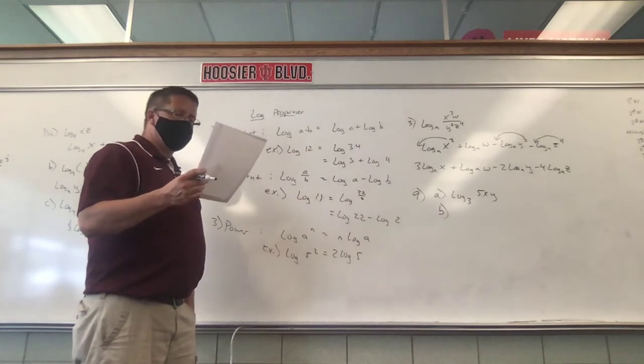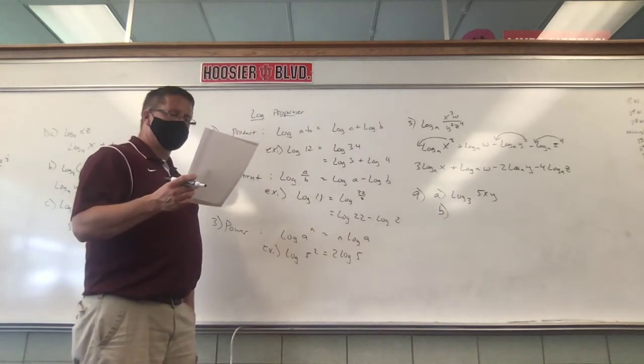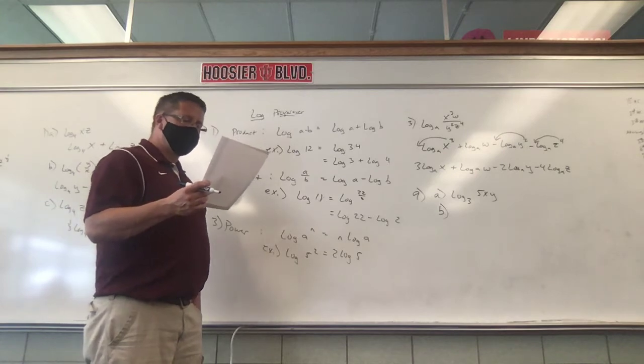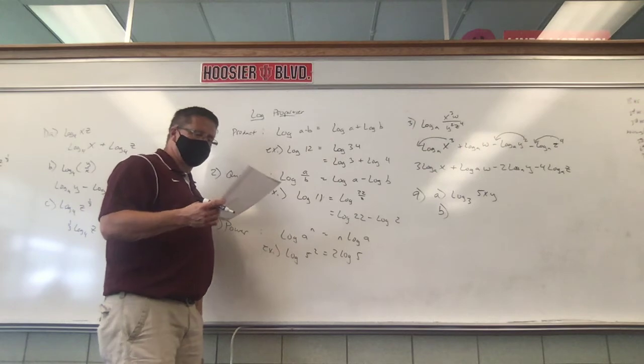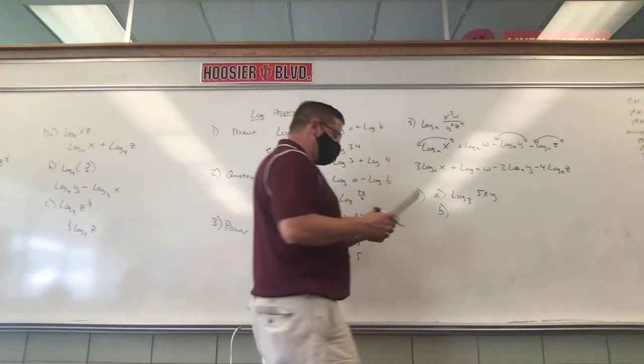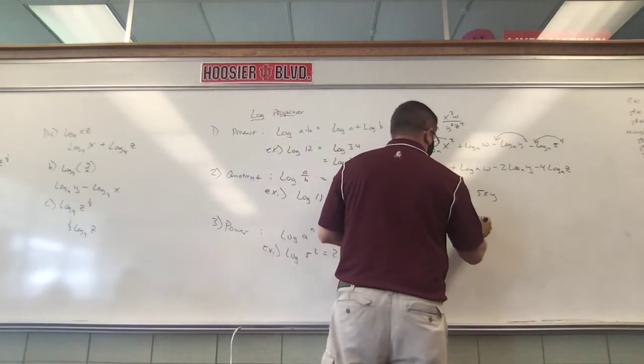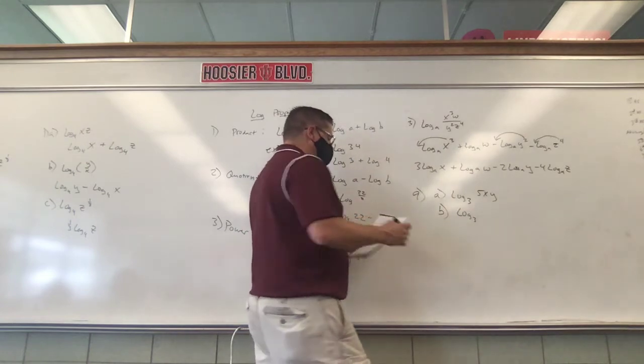For part B, we're subtracting. So what do we do when we subtract? Divide. And again, this only works if the bases are the same, and they are. If the bases aren't the same, it's not quite as easy. So it's going to be the log base 3 of what? 2z over x.